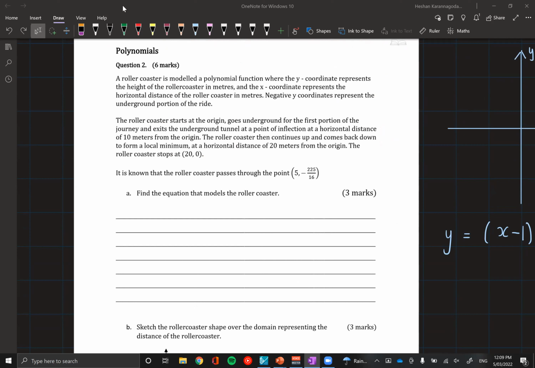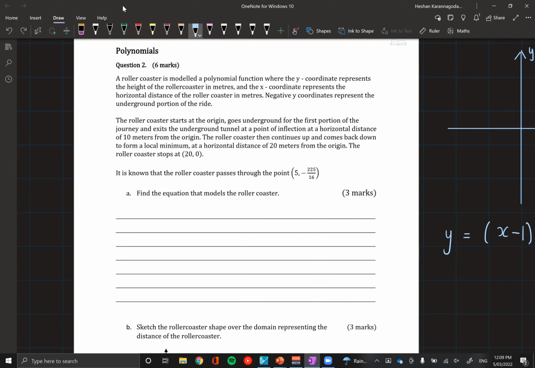All right, so hopefully you guys are up to date with all your notifications on your phone now. So we're going to go over the last question. A roller coaster is modeled by a polynomial function where the y coordinate represents the height of the roller coaster in meters and the x coordinate represents the horizontal distance of the roller coaster in meters. Negative y coordinates represent the underground portion of the ride. The roller coaster starts at the origin, goes underground for the first portion of the journey, and exits the underground tunnel at a point of inflection at a horizontal distance of 10 meters from the origin.